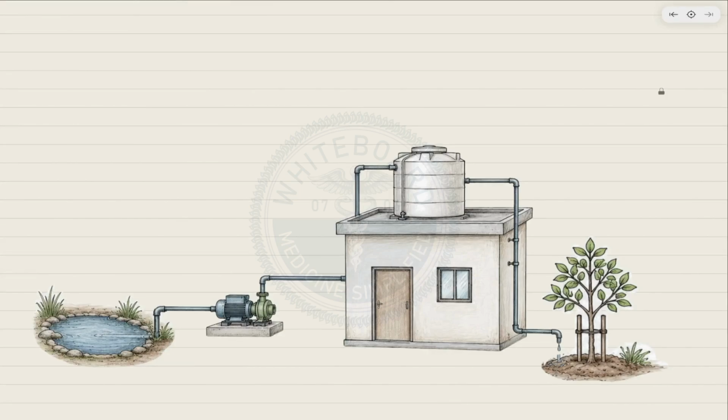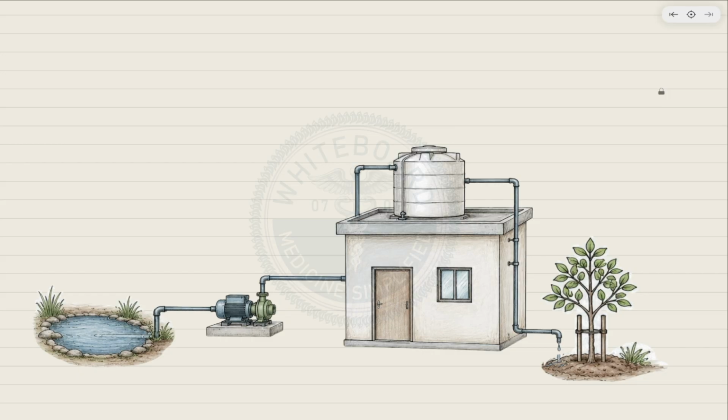Imagine that we have just planted a small young tree in your garden. Since it is newly planted, it cannot survive on its own and needs a continuous supply of water to grow properly. Now, to make sure the tree receives water regularly, we set up a simple water supply system for it.